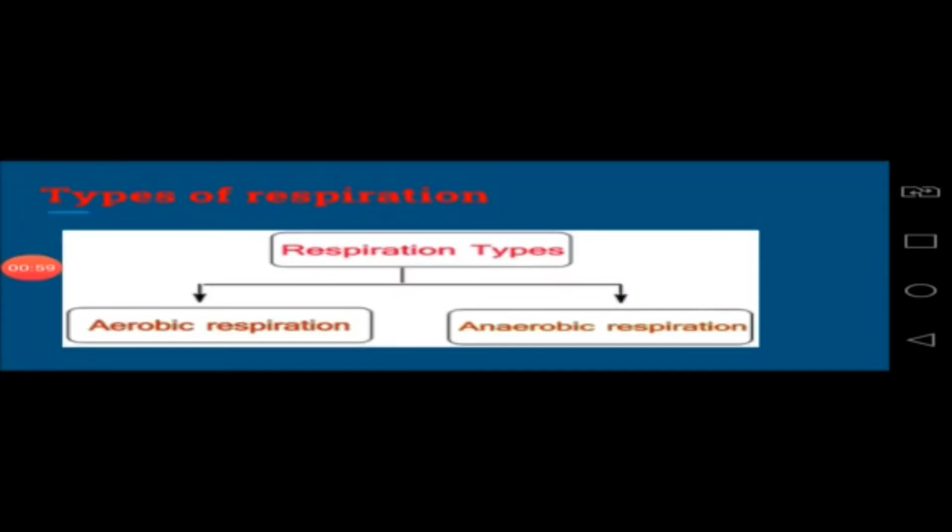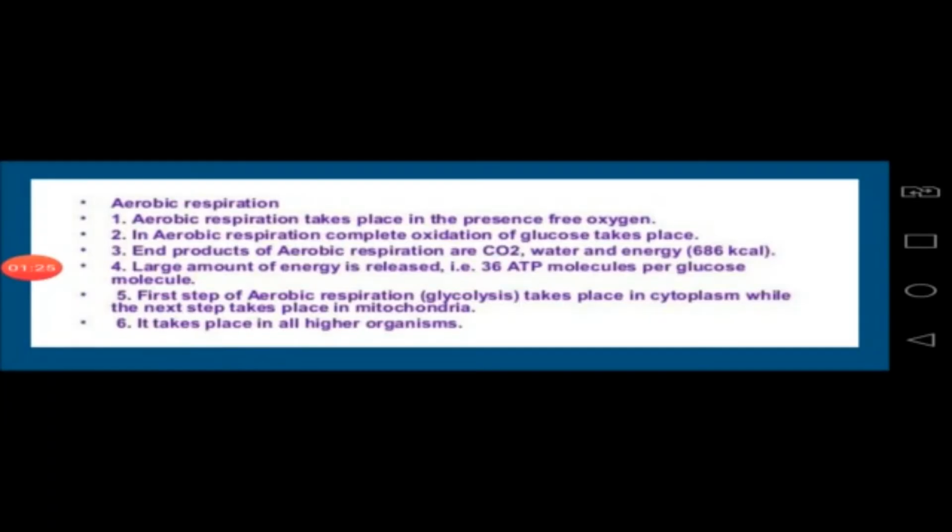Now, if we talk about the types of respiration, then according to the availability of oxygen, there are two types of respiration, that is aerobic respiration and anaerobic respiration. The cellular respiration occurring in the presence of oxygen is called aerobic respiration, while the one that occurs in the absence of oxygen is called anaerobic respiration. So firstly, we will discuss aerobic respiration.